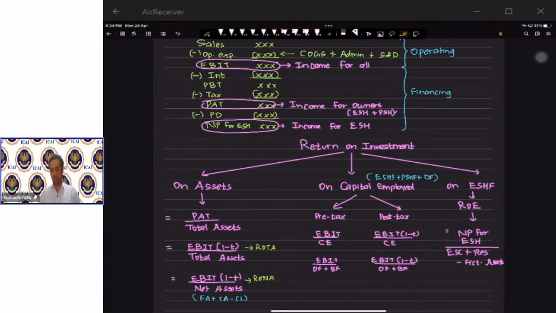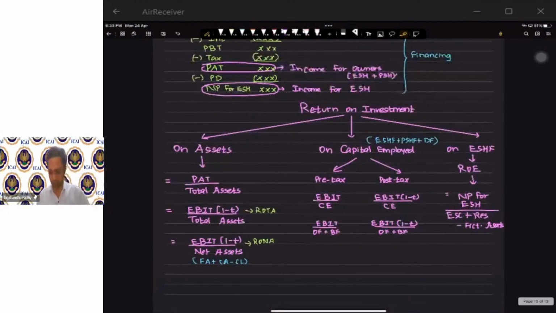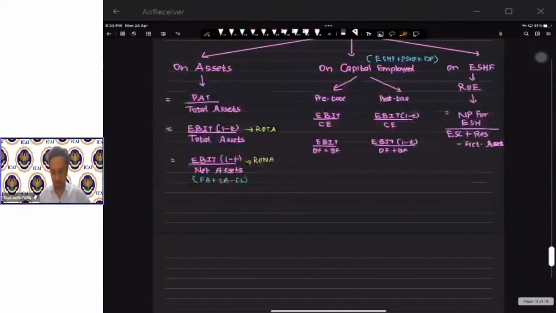Look at these ratios. Try to grasp it as properly and easily as possible. Understood? Fine. Then we can go for the next set of ratios, which is the set of market ratios.